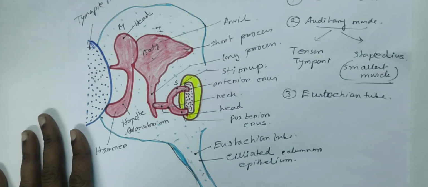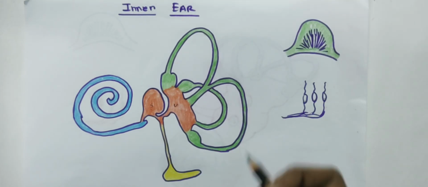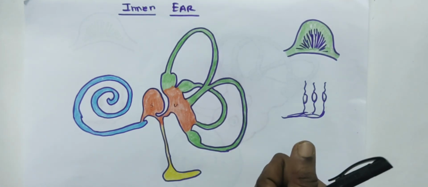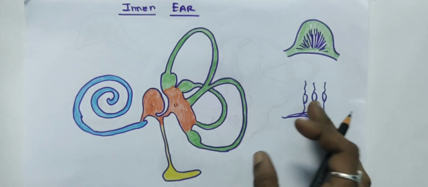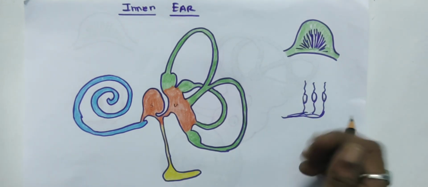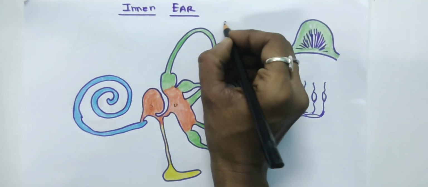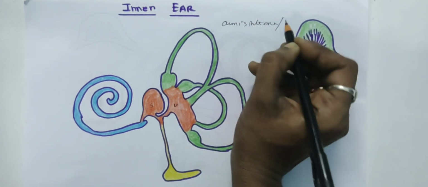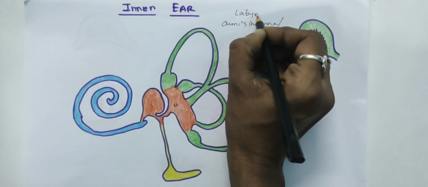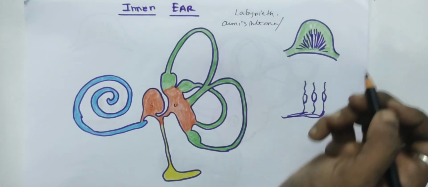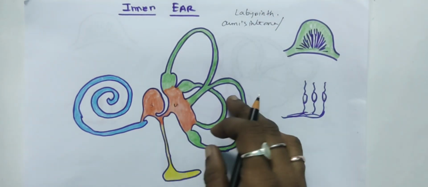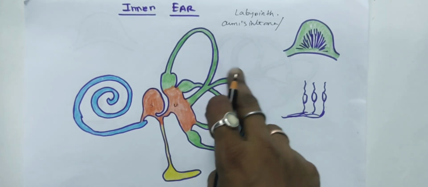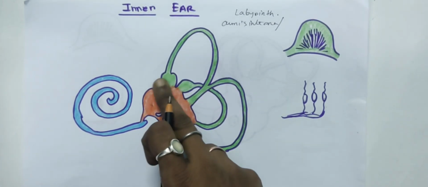Okay. Now come to the inner ear. This is our inner ear. Inner ear is also called the labyrinth, or oris interna. It has three parts: the three semicircular canals and the vestibule.